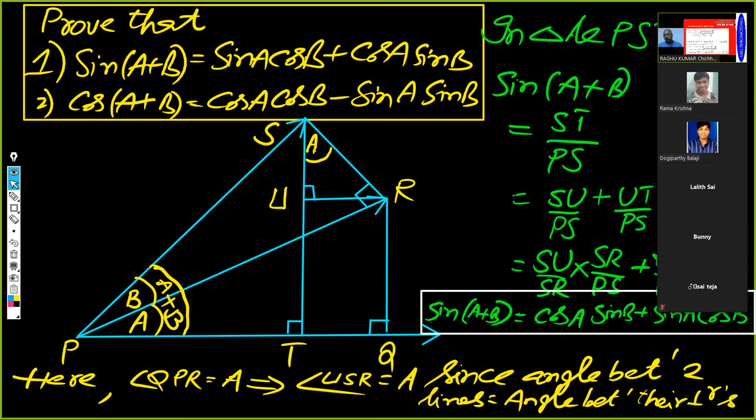Sin of A plus B is equal to sin A cos B plus cos A sin B. Very good. Lalit Sai, read that one.